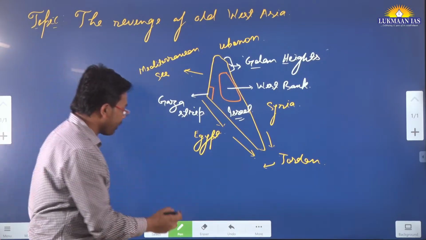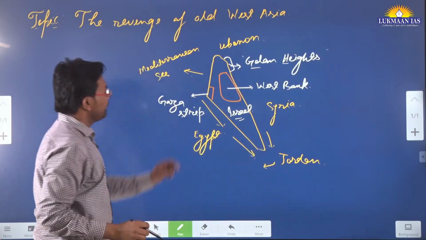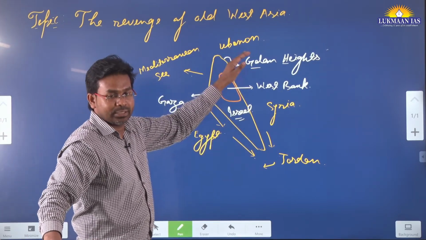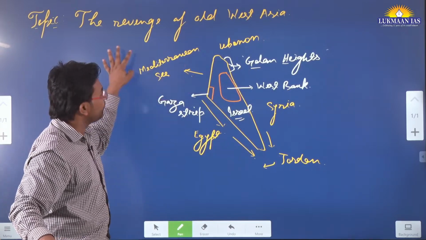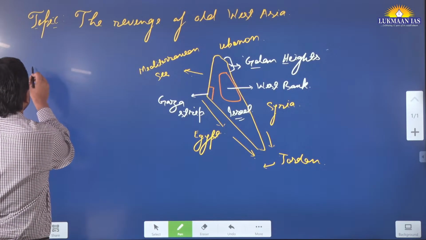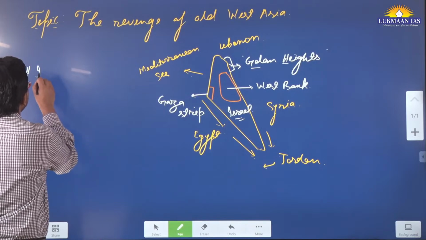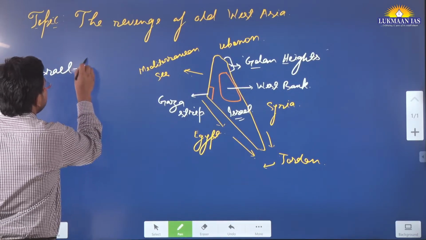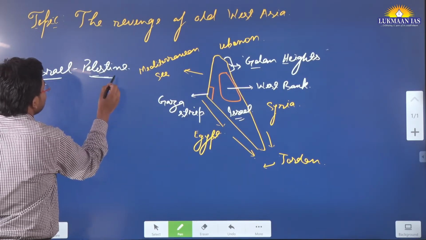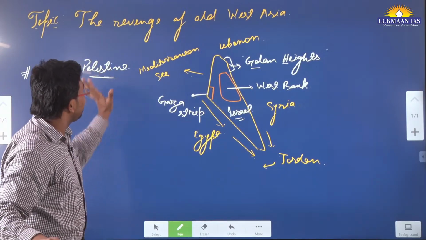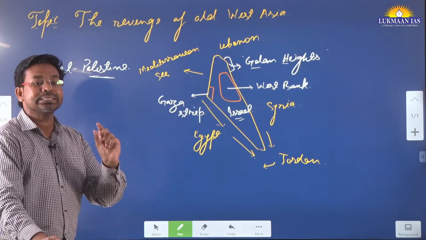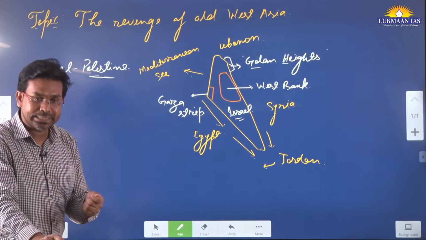Now, having understood the map of this region, we need to understand that Israel is surrounded by Egypt, Jordan, Syria, and Lebanon. These are the 4 countries. Apart from this, on the west of it, we have the Mediterranean Sea. Now, the war that we are talking about, in this article they have discussed the Israel-Palestine issue, or Israel-Hamas. So we will discuss this. The title of the article says the revenge of the old West Asia. Title says revenge. Revenge means which group has taken revenge?